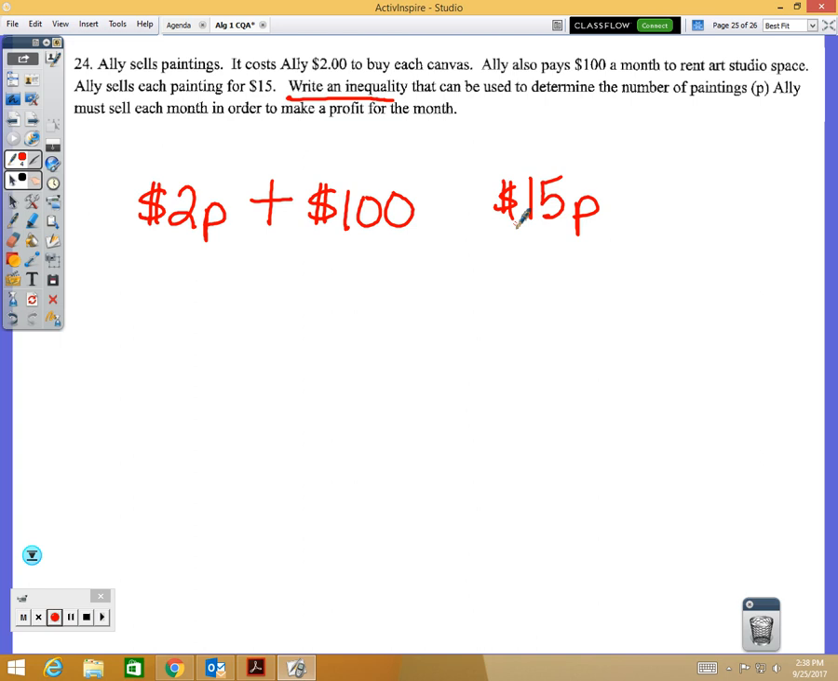Now let's really think about how we want our inequality sign to be. She needs to be making more money, or it says, write an inequality that can be used to determine the number of paintings Allie must sell each month in order to make a profit. In order to make a profit. Breaking even would be equal.